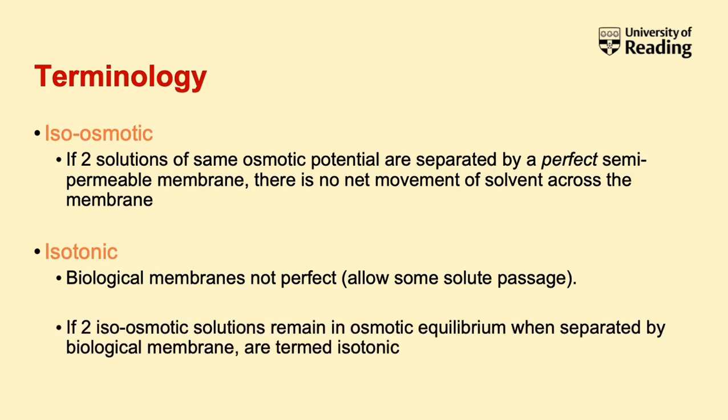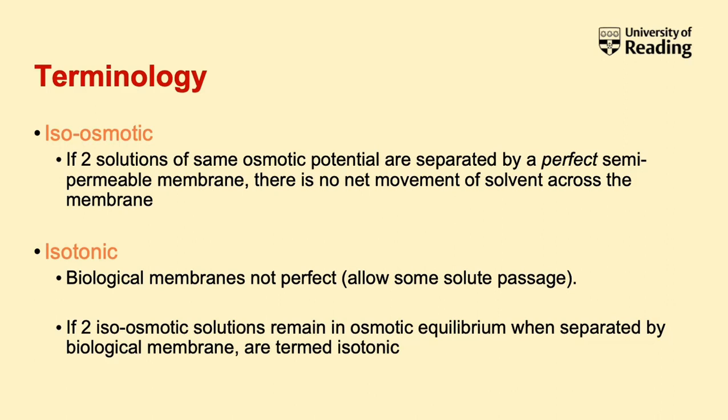So here are a few terms that are linked to that concept. So isoosmotic is a way that you could define 2 solutions if they have the same osmotic potential. If 2 solutions of same osmotic potential are separated by a perfect semi-permeable membrane, then of course there would be no net movement of solvent between the 2 membranes. They would already be, if you like, at equilibrium.